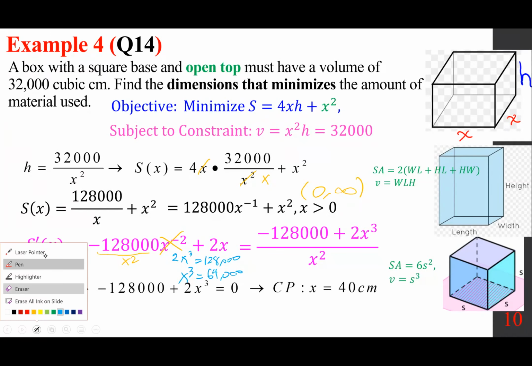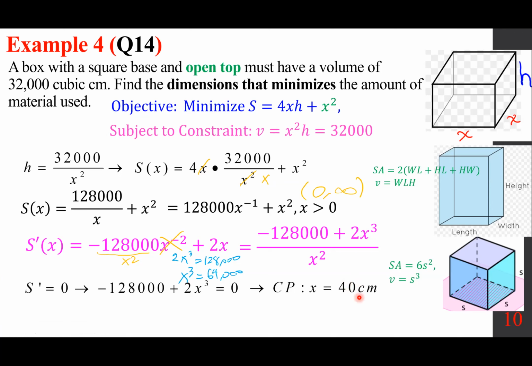So what do we have here? One critical point in an open interval. So whenever we're done figuring out whether it's max or min, it's an absolute. So we can do the first derivative test, which requires a sign graph, or we can do S double prime using this: minus 128,000 times negative 2 makes it positive 256,000 X to the power of negative 3, and this is plus 2.